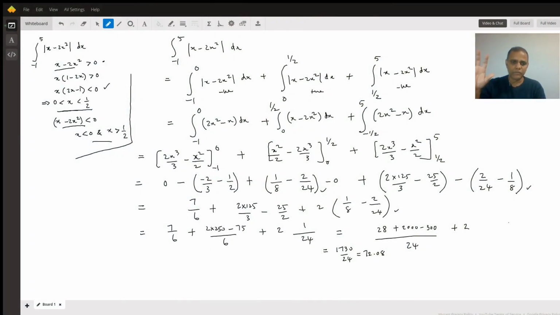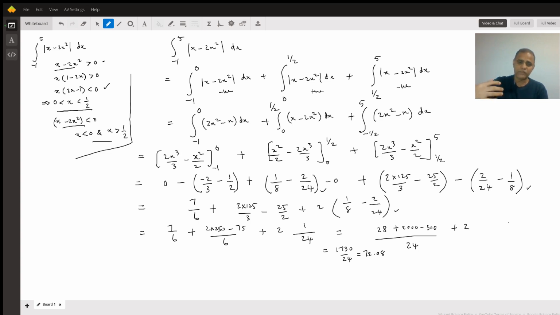So I have solved the problem on the whiteboard here. Now I will explain what the steps involved in solving this problem are. This is a definite integral in the range -1 to 5. Those are the limits. However, the integrand of the integral is in a modulus.